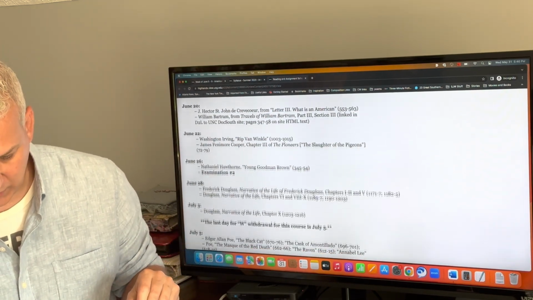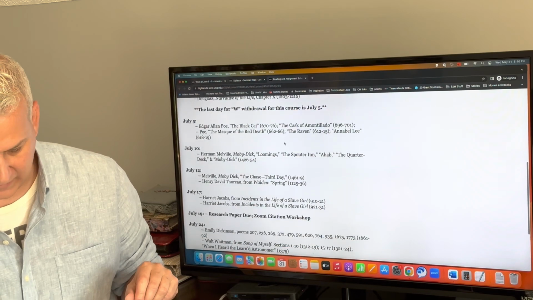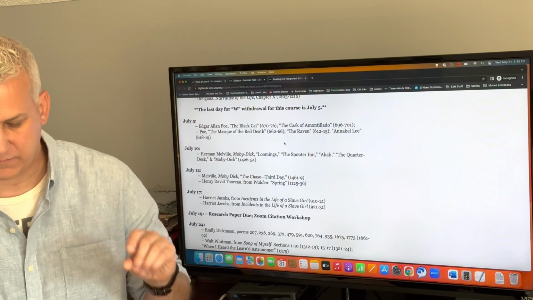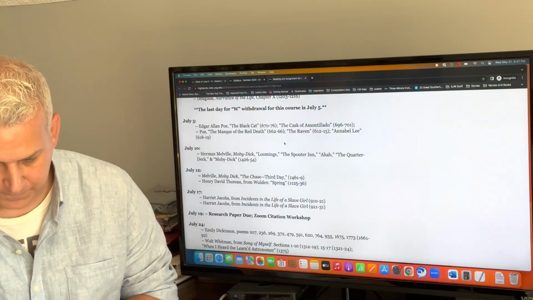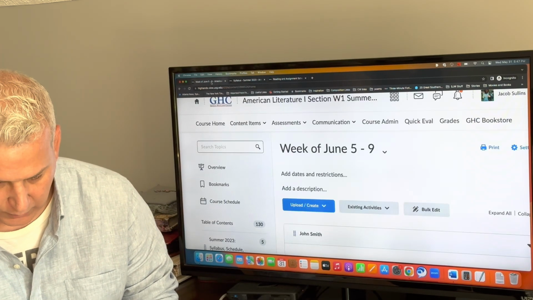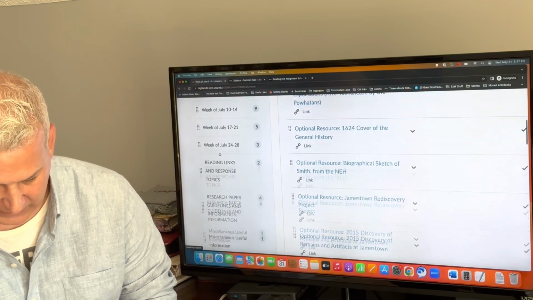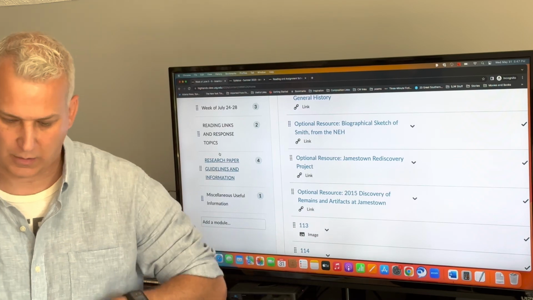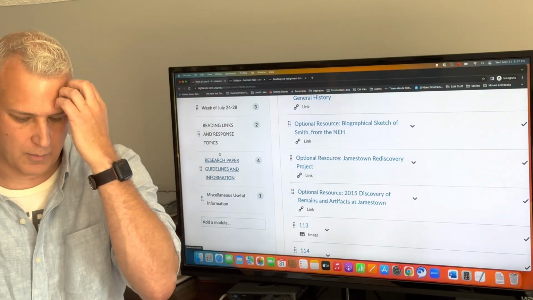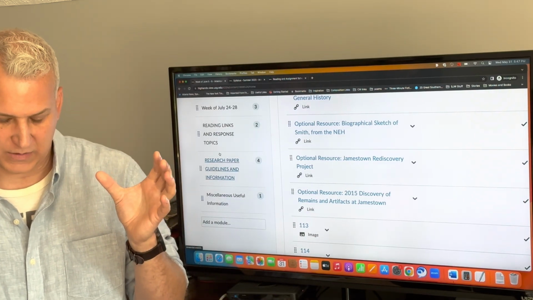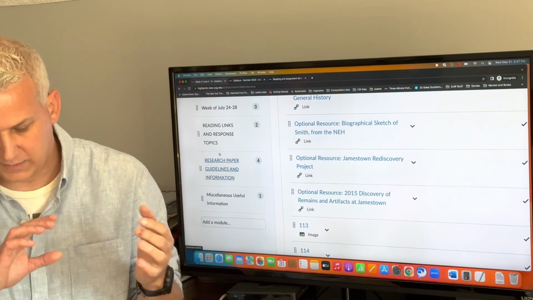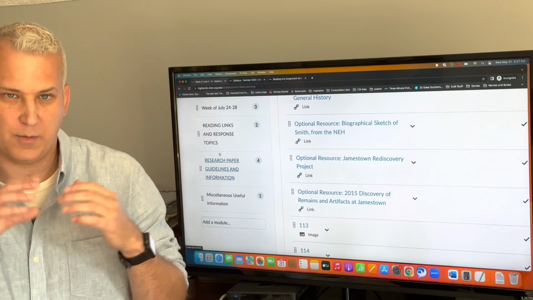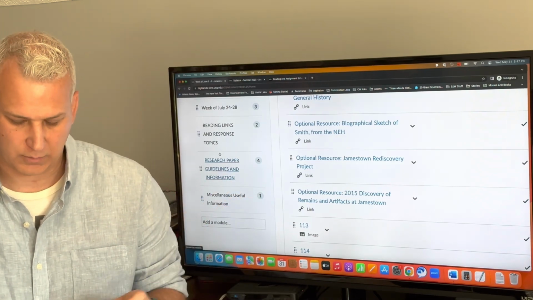The research paper is due, you scroll back down here, to July 19th. When we get into July, I'll give you more information about the research paper, but the basic guidelines for it are down here where it says research paper guidelines and information. There's a whole module about it in D2L. It's a short research paper, 900 to 1200 words. It's really only asking you to use 2 or 3 sources. It's a relatively short, small research assignment.